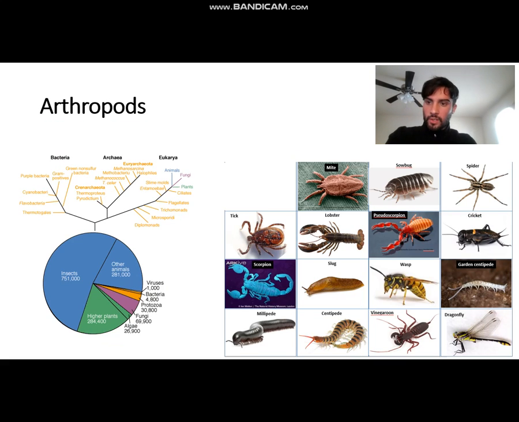Okay, so let's move into arthropods. Basically, arthropods are the most diverse group of organisms on Earth. At least that's documented, that we know the species exist, because of course we are always finding new species, right? But we have more insects than we have plants or fungi or viruses or bacteria. So that's impressive.